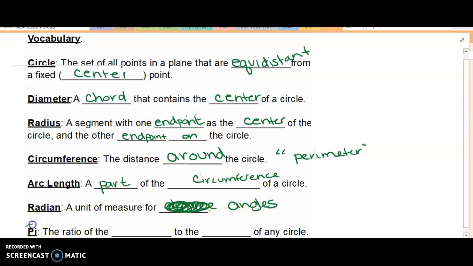And then pi, I know you've heard of it. The symbol is here. It's roughly 3.1415, and it goes on forever and ever. Everyone knows pi, but most people don't know how we got pi. Pi is simply the ratio of the circumference of every circle to the diameter.